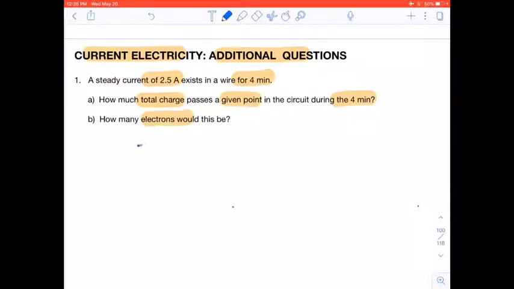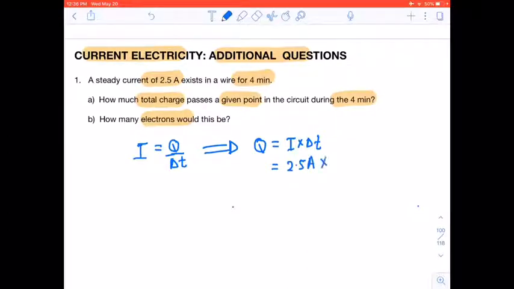Now we know I is equal to Q upon change in time, which I use a symbol notation to say that implies Q is equal to I times change in t, right? Which would mean that our current is 2.5 amps. Our change in time would be 4 minutes, times 60 seconds, which would then be 600 coulombs. Okay?